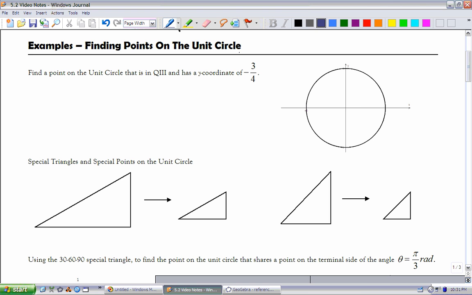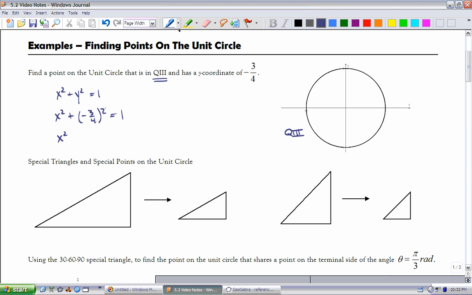Okay, we want to find points on the unit circle. Now, find a point on the unit circle that is in quadrant 3. Okay, so this is quadrant 3 down here. That has a y-coordinate of -3/4. Well, to do that, we're going to use the equation of a circle. We're going to plug in the coordinate that we know here, (-3/4) squared plus x squared equals 1.